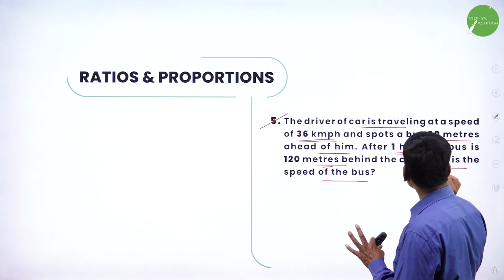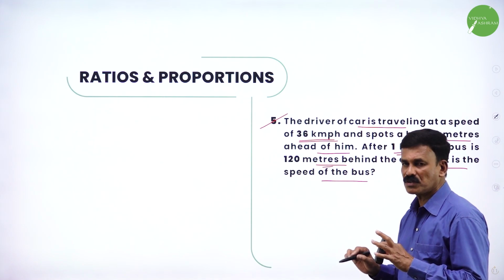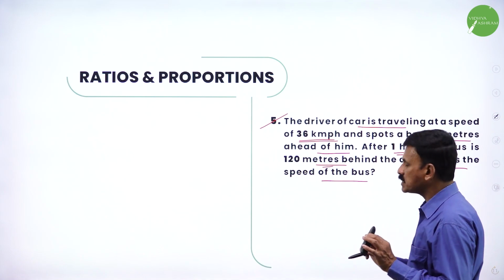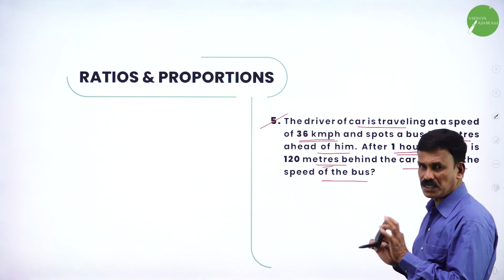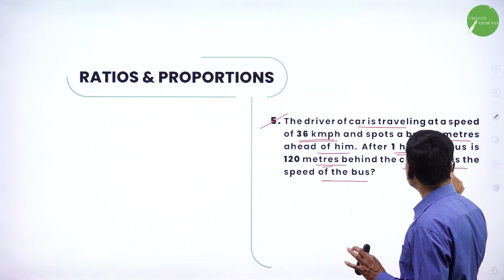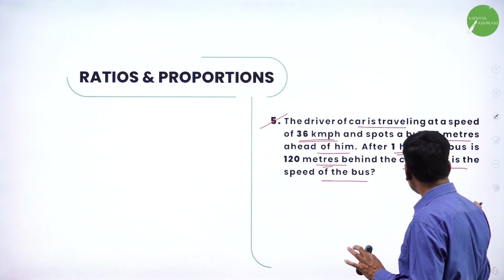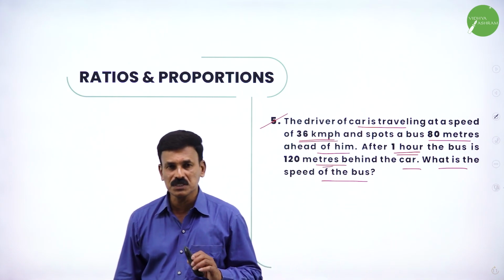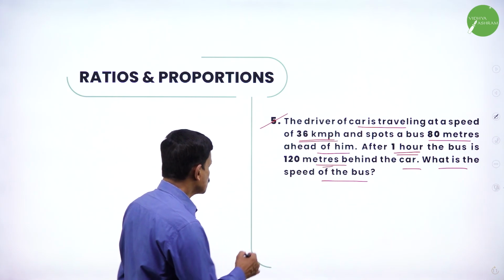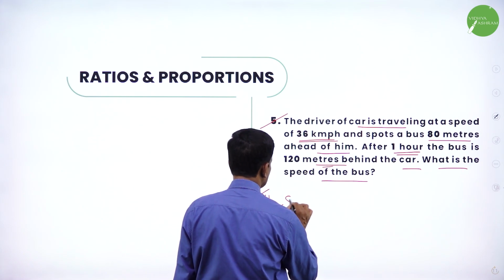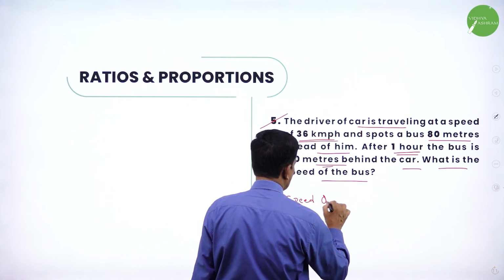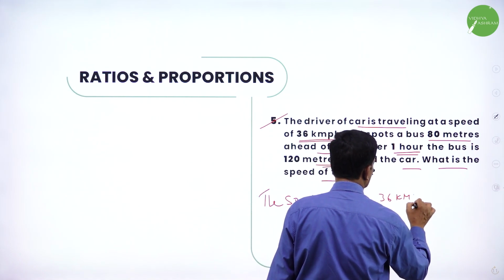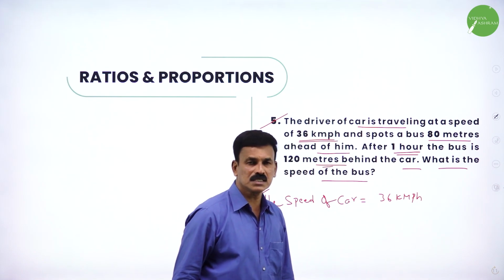The driver of a car is traveling at a speed. Initially, the speed of the car is 36 kilometers per hour. And he just spots a bus 80 meters ahead of him. After 1 hour, the bus is 120 meters behind the car. What is the speed of the bus? The speed of the bus is to be determined here, right? Now, what is given? Let the speed of the car is equal to 36 kilometers per hour. Speed of the car is 36 kmph, right?